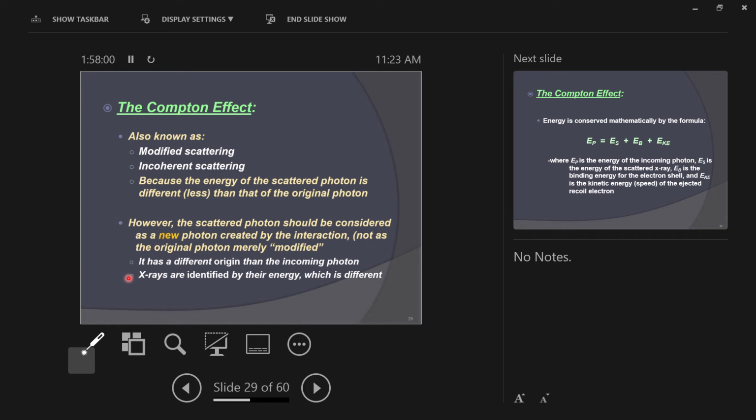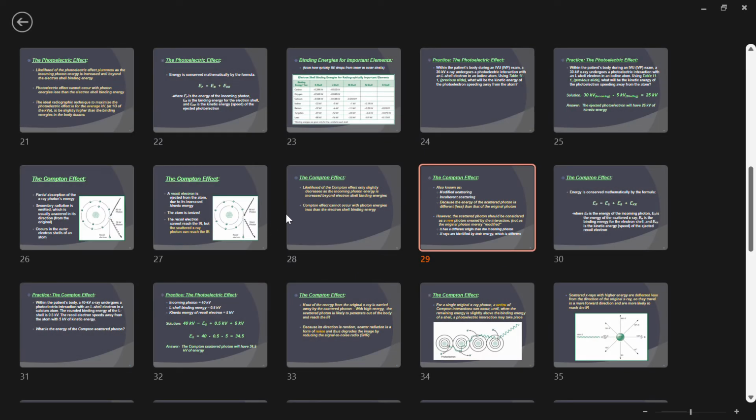X-rays are identified by their energy. Sorry, I thought it said binding energy. I thought that was wrong. X-rays are identified by their energy, wavelength, frequency. That's what identifies an X-ray or any electromagnetic radiation. Wavelength. Okay.